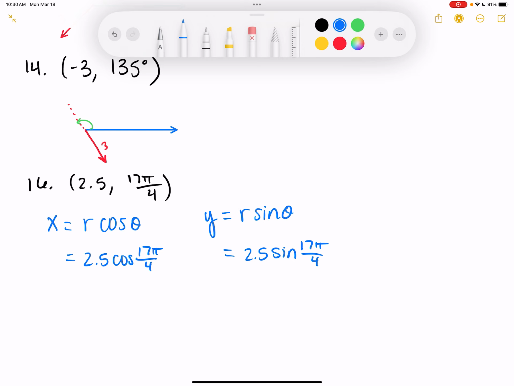Coterminal, or you can just look at your unit circle and keep counting. But let's look at coterminal just as a refresher. So 17 pi over 4 minus, how do we find coterminal? Subtract. Which in this case, with a common denominator, would be 8 pi over 4. So that would be 9 pi over 4, which is still too big. So I need to do it again, minus 8 pi over 4. Oh, look at that. Equivalent of pi over 4.